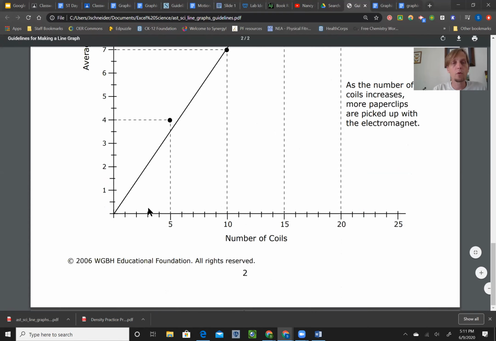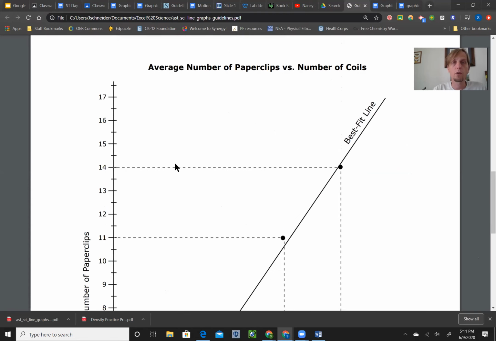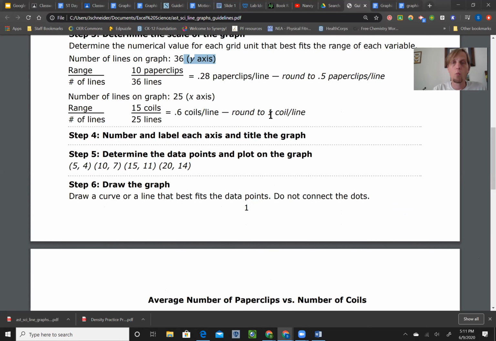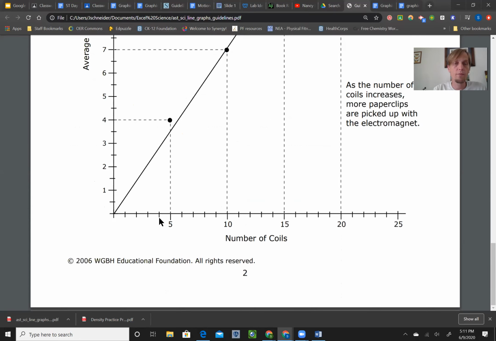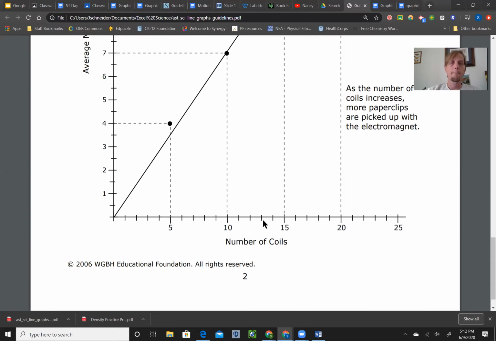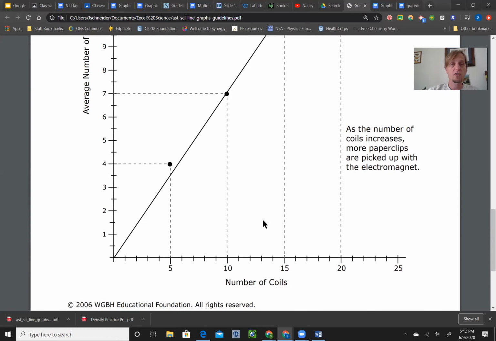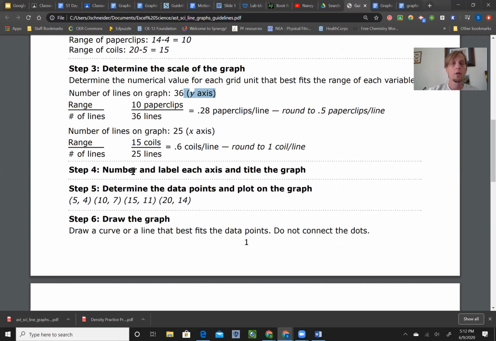On the bottom, we had by ones, if you recall, we had one coil per line. That's what that slash means, per. So 1, 2, 3, 4, 5, 6, 7, 8, 9, 10. You don't always have to write every number. Otherwise, you get a whole bunch of numbers and it gets really messy and all cluttered in there. And so now you plot your points. So that's the next thing.